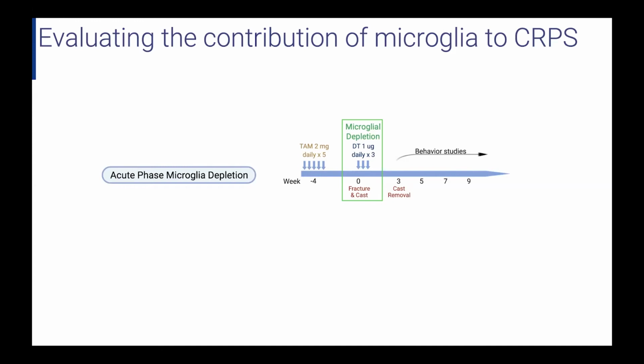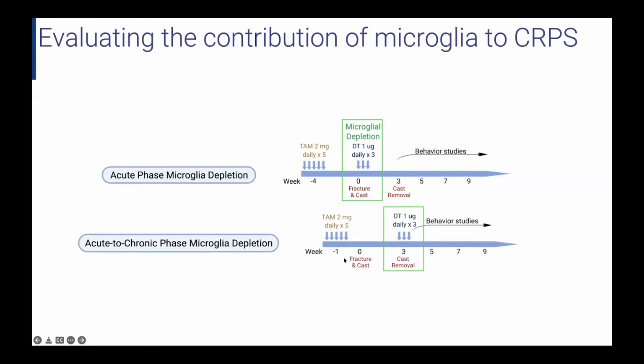But what was exciting was we developed these somewhat complex behavioral schemes to be able to deplete microglia at different time points after cast removal or during this CRPS progression. So in this case, we depleted microglia at the time of the injury. Then we also looked at what would happen if we depleted microglia at this key, what we think of as this 3-week time point, this acute to chronic transition.